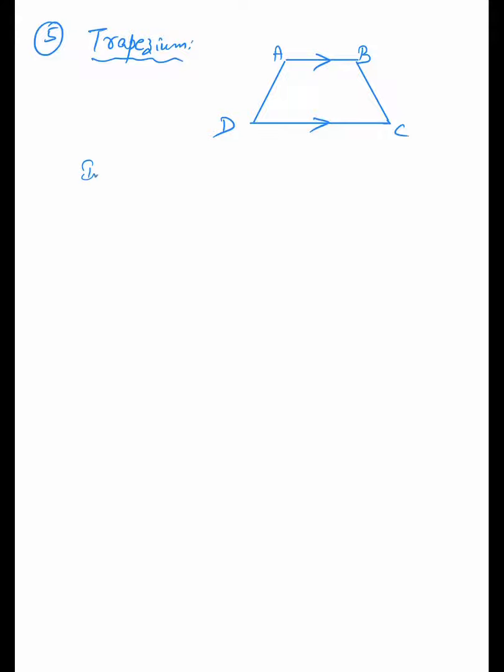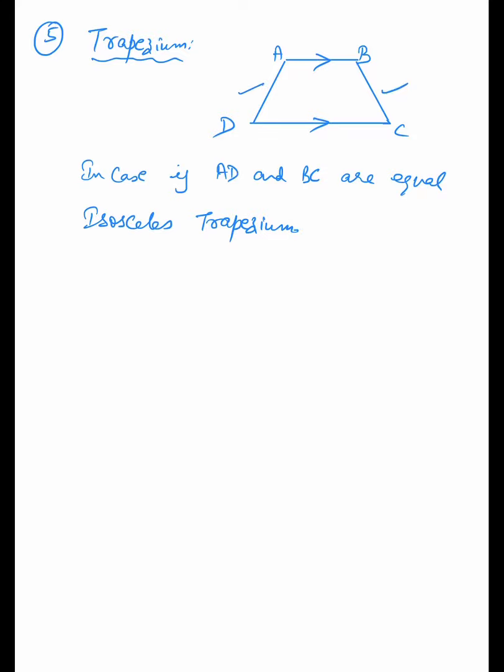And in case the non-parallel sides, which are AD and BC, are equal, then it is known as an isosceles trapezium. Otherwise, these two sides may or may not be equal, but if by chance they are equal, then that kind of trapezium is known as an isosceles trapezium. There is no other property in a trapezium, and we simply say it's a quadrilateral in which only one pair of opposite sides is parallel.